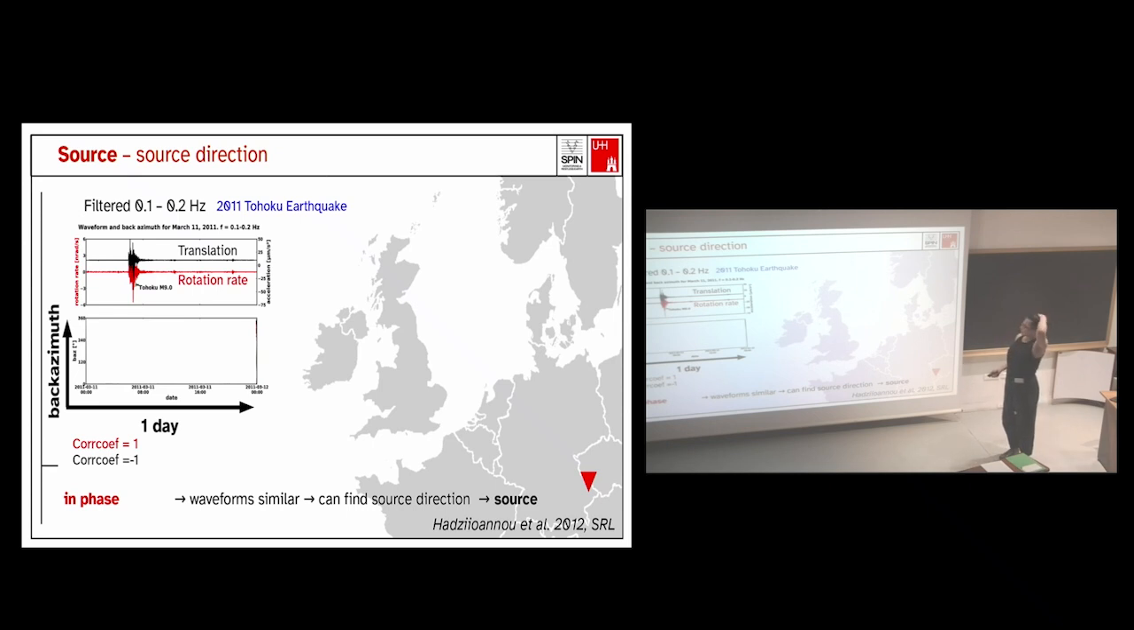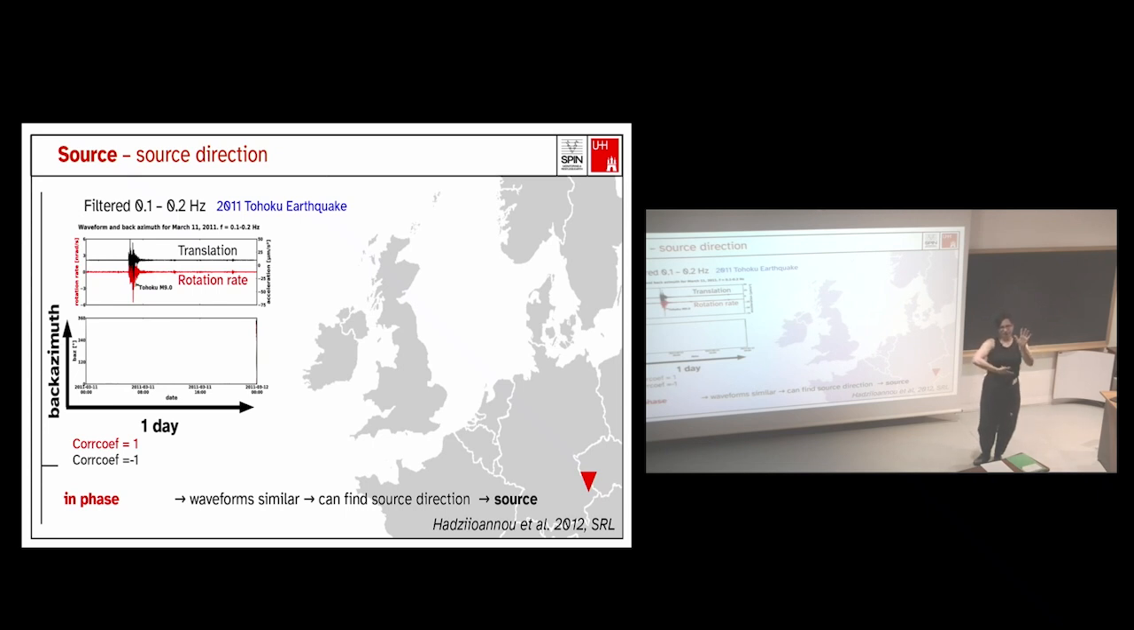So this is an example of the Tohoku earthquake recorded with a broadband seismometer and with the ring laser in Wettzell. So here, yeah, you have a pretty nice strong signal on both. And what I'm going to do now is essentially keep the rotation rate signal or waveform as it is, and then take the horizontal components of the broadband seismometer and do a grid search across all possible back azimuths.